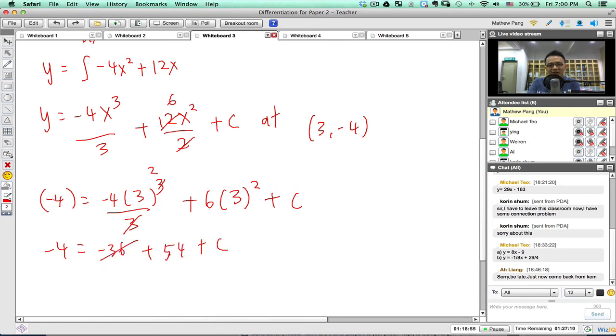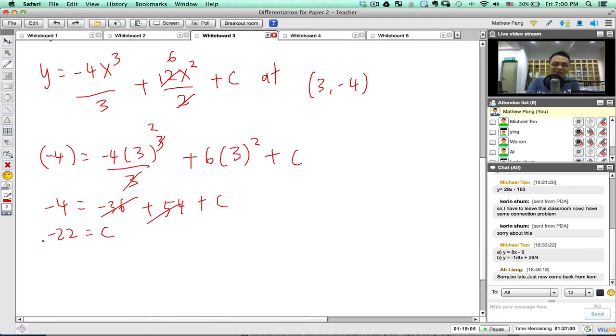So I settle this one. I think c is negative 22. I hope my calculation is correct. If wrong, just let me know. Therefore, I can get the equation easily. y equals negative 4 over 3 x cubed plus 6x squared minus 22. This one is the equation of the curve. Done.